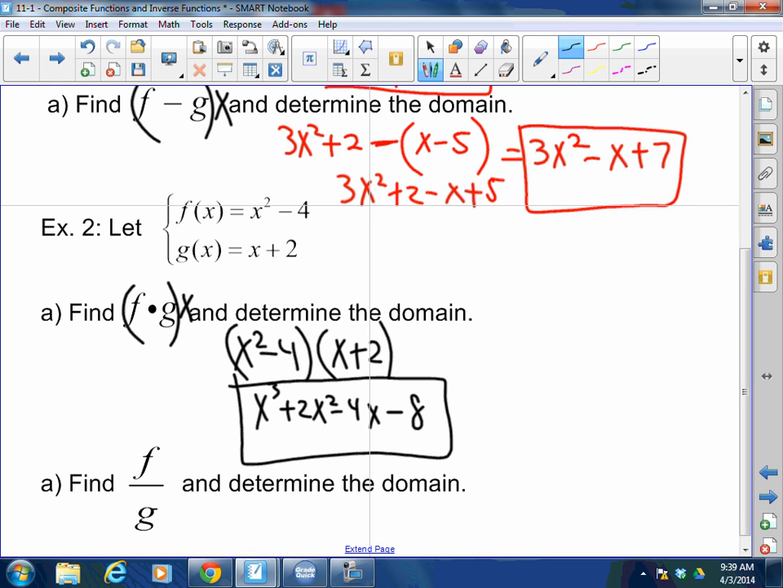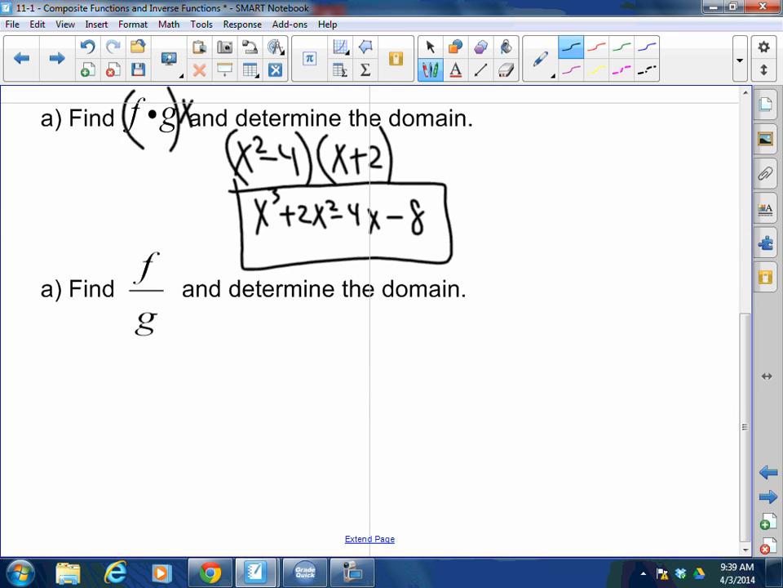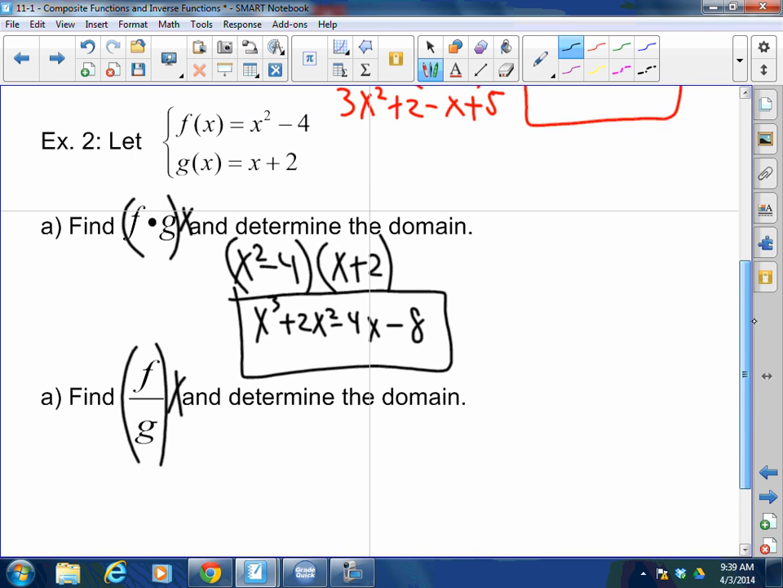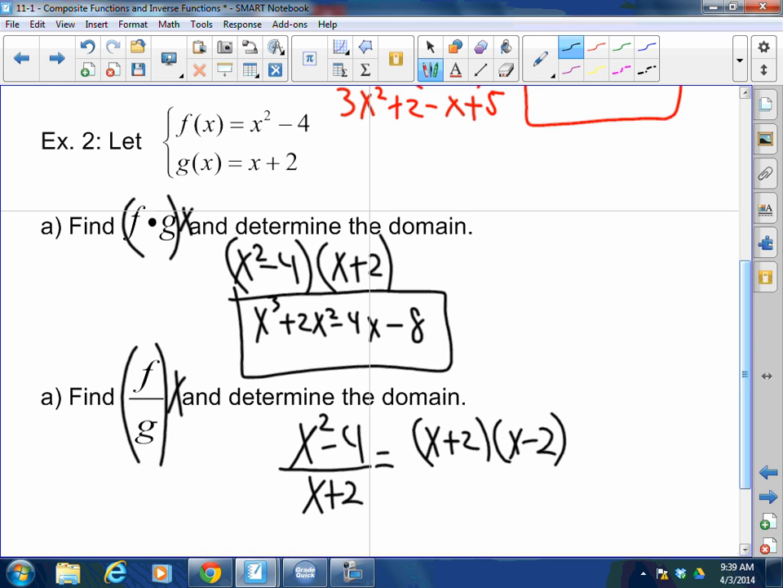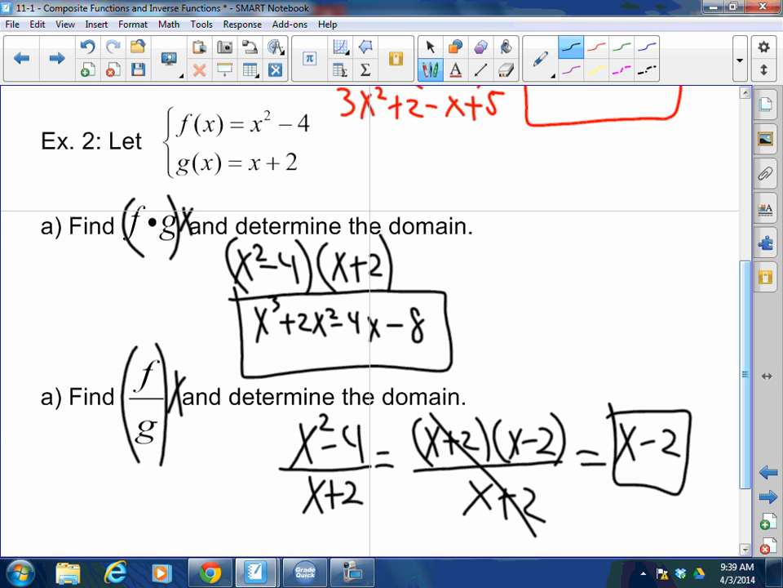That makes sense, my friends. And last but not least, find, again, I wrote this inaccurately, I apologize, f divided by g of x. So it's going to be x squared minus 4 over x plus 2. Well, we know how to do this already, if possible. Factor. So we got x plus 2 times x minus 2 over x plus 2. Boom. And I got x minus 2. Or I could have done synthetic division if I wanted to as well.